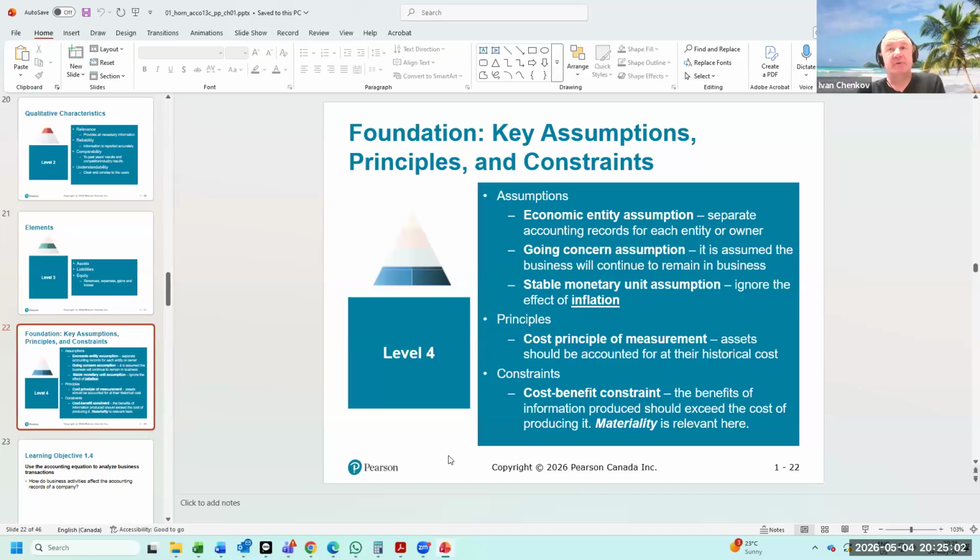Then we have to apply the principles. The cost principle of the measure means that assets and liabilities should be accounted for at their historical cost.